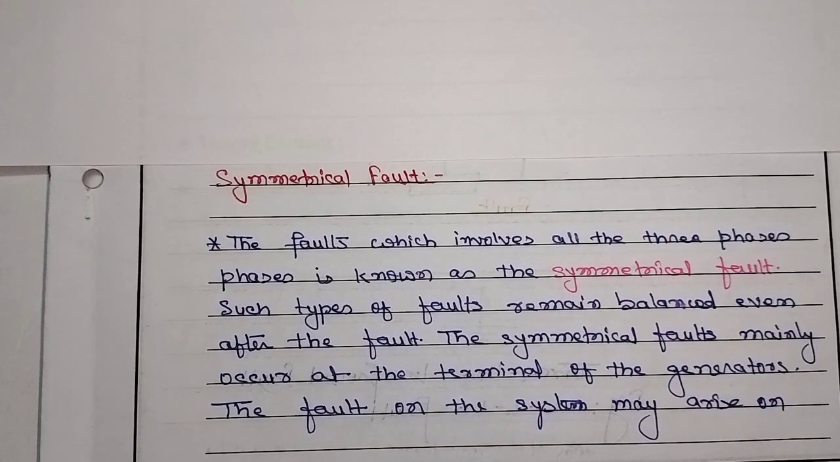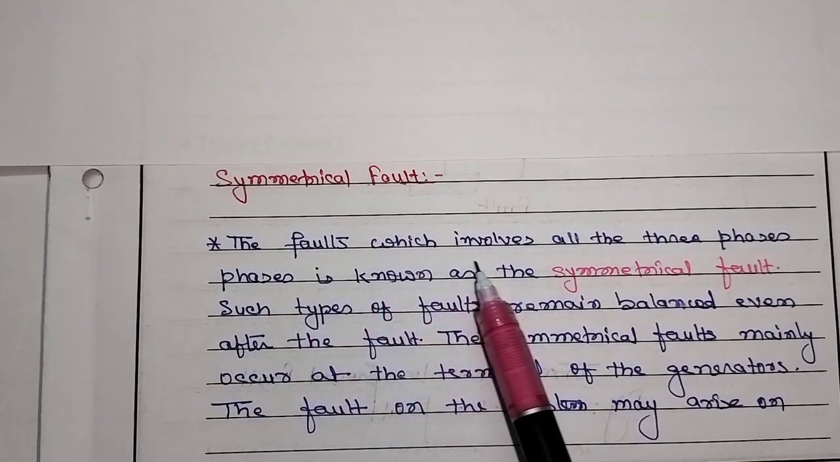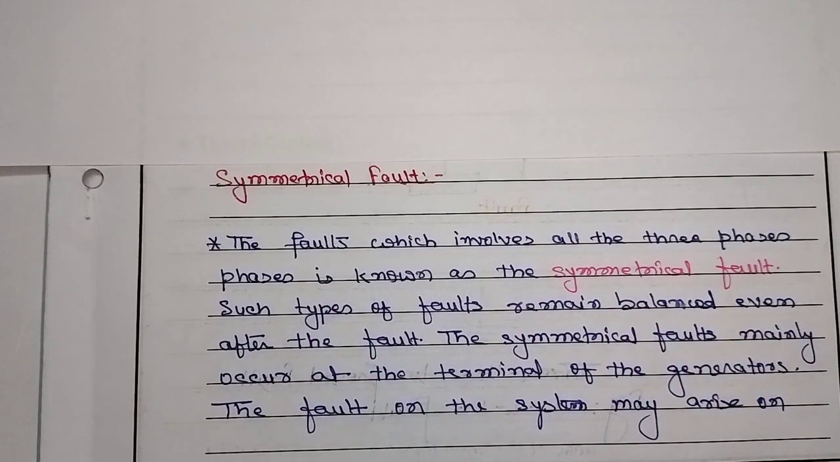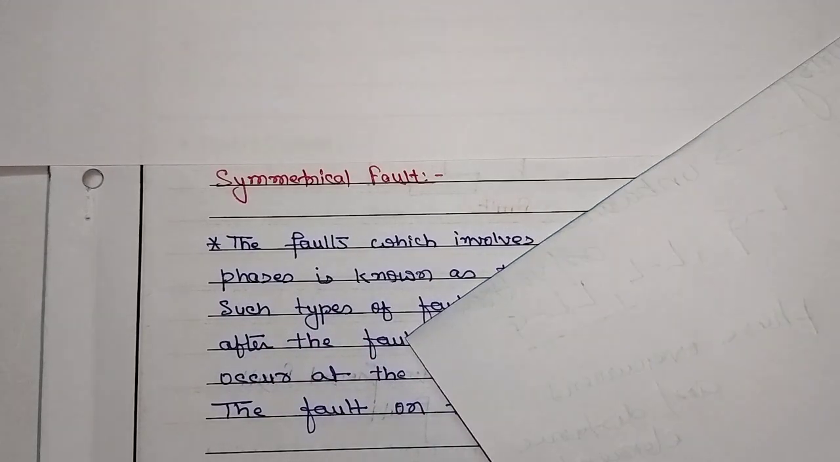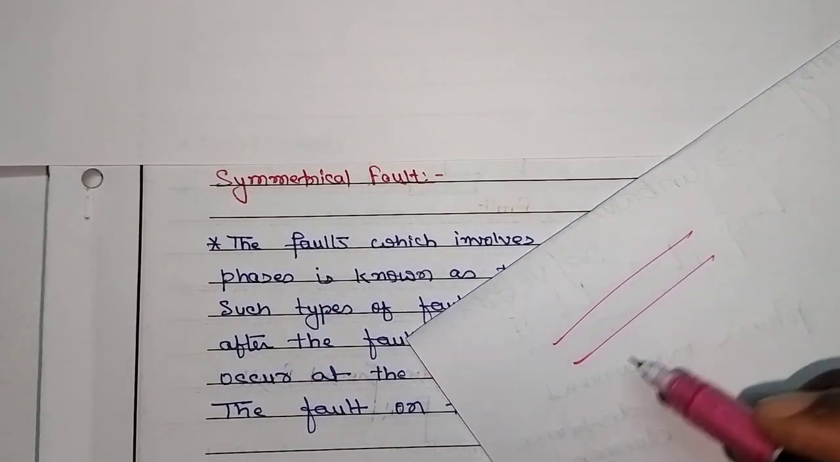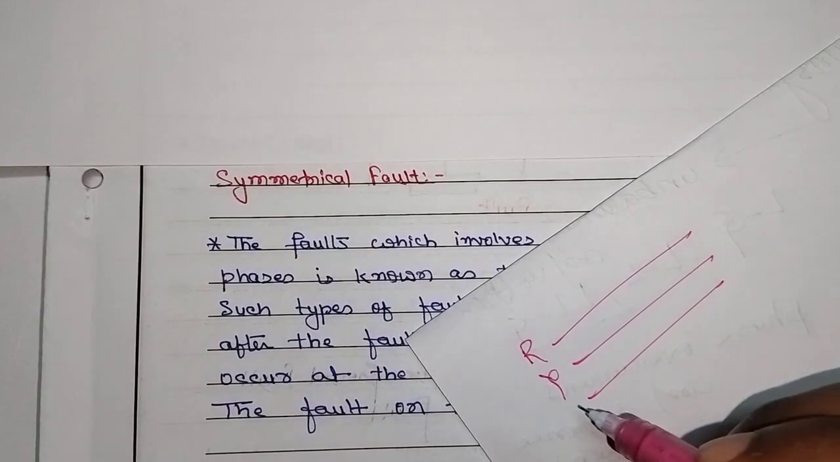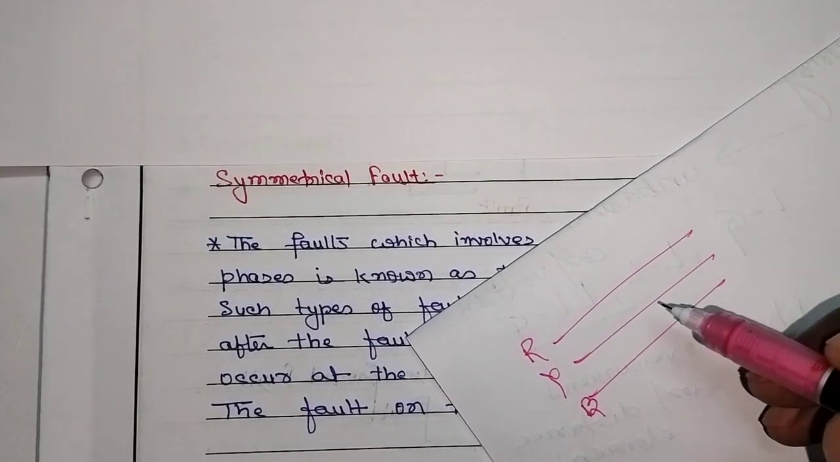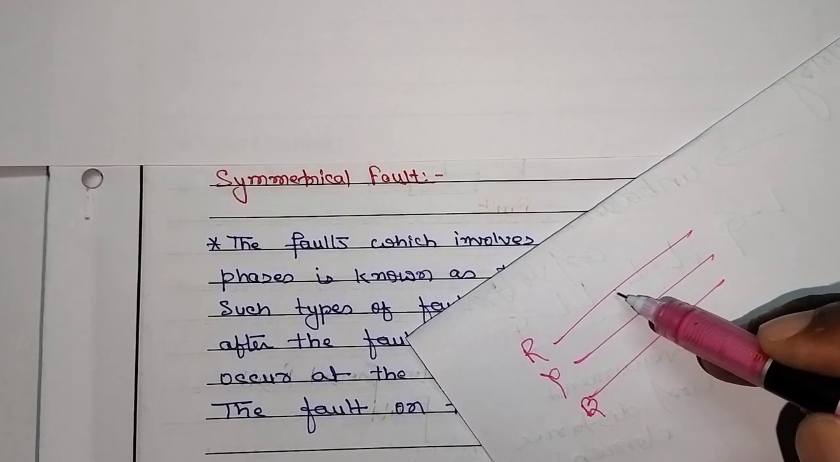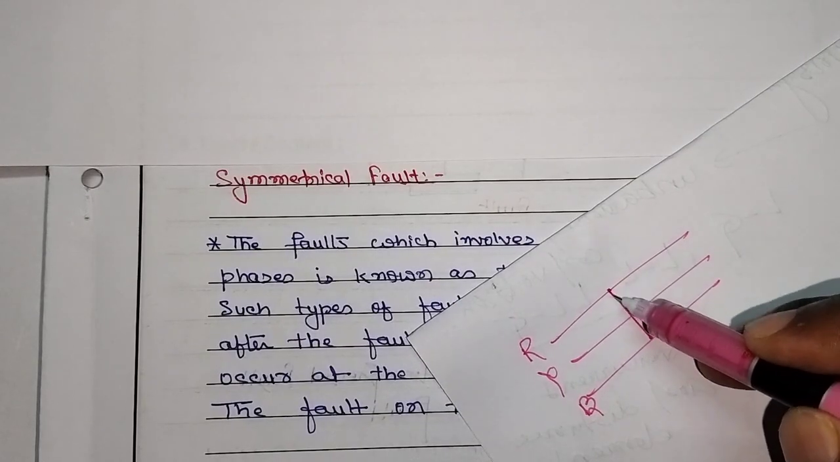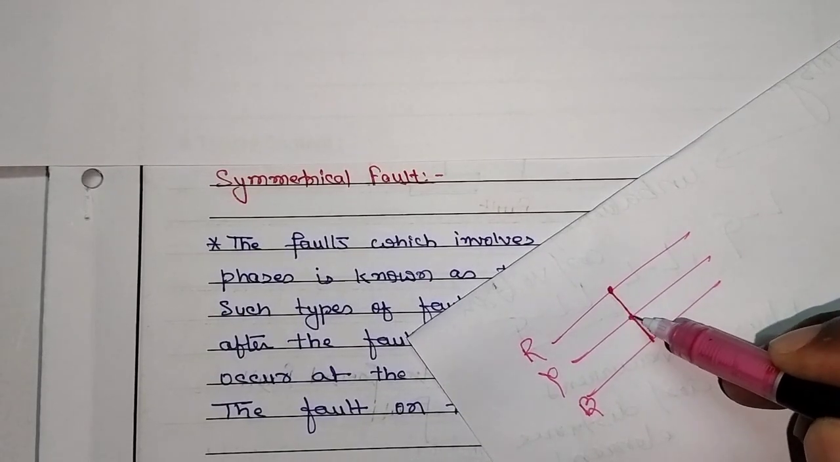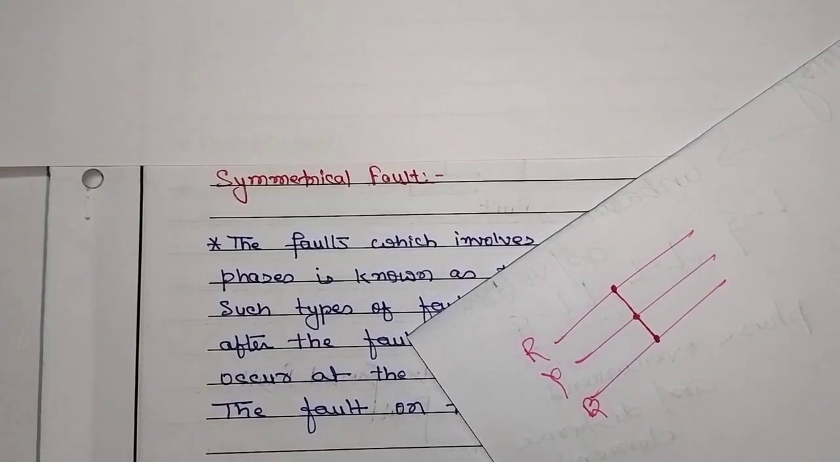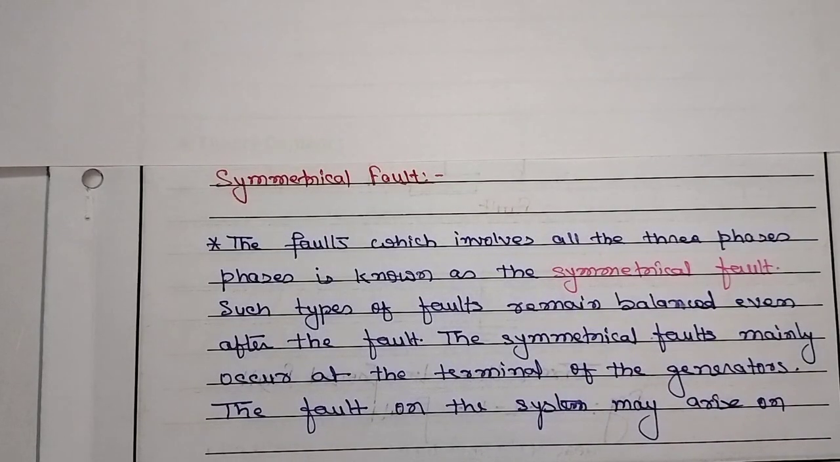The first sentence written here: the fault which involves all the three phases is known as the symmetrical fault. Suppose we have the three phases R, Y and B. So when it involves all the three phases, then only it is called the symmetrical fault. Such type of fault remains balanced even after the fault.